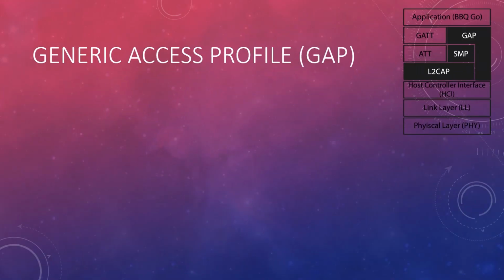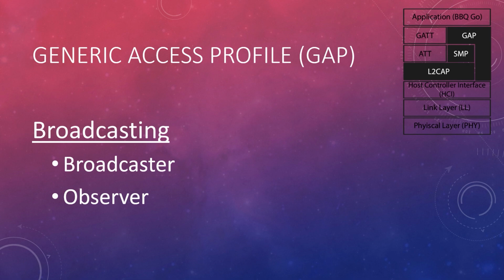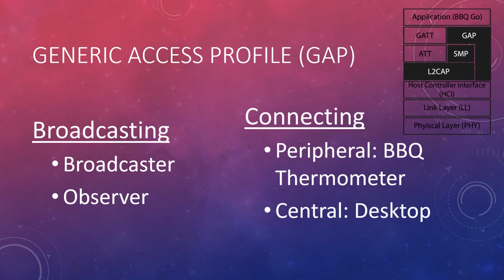Initially, to get connected with our device, we need to know that the device is out there. So there's a process of discovery and advertising that's taking place. This is handled through what's known as the GAP, or the generic access profile. Each device operates in one of two different ways. You can have two devices operating as broadcasting, where there's a broadcaster and an observer, or the devices can be operating in a connecting mechanism in which there's a peripheral and a central device that connect together.